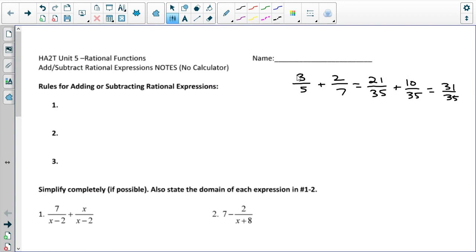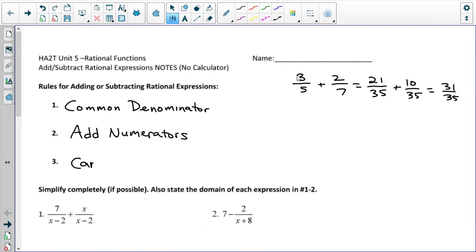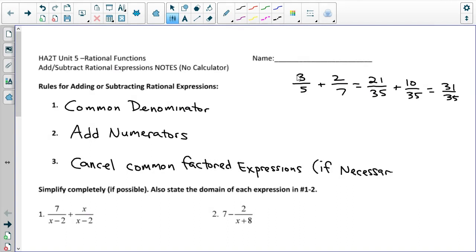And so the rules for adding or subtracting rational expressions: get a common denominator. Then add the numerators. Finally, in problems that have variables, cancel common factored expressions. This one's an if necessary, and it's very rarely necessary, but sometimes it is. And so that's something that we might have to do.